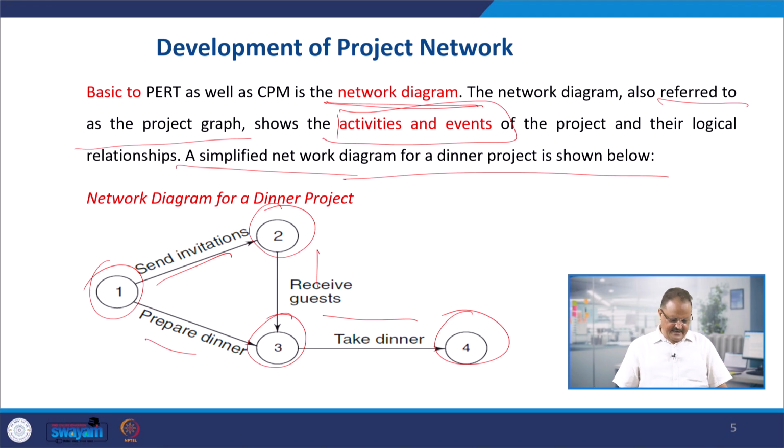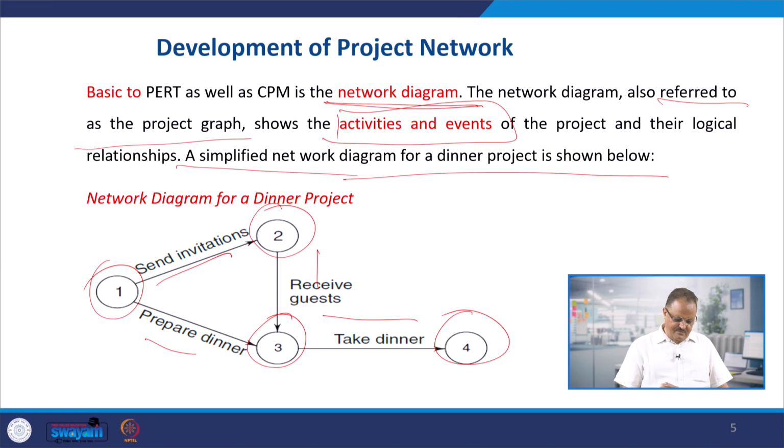So the activities, sending invitation, prepare dinner, receive guest, and take dinner, are activities because they consume resources, time and cost, whereas events 1, 2, 3, 4 indicate the beginning or completion of certain happenings. They do not require any resources, but they significantly indicate that some activity has been completed. The tail of the arrow marks the beginning of an activity, and the head of the arrow indicates the completion of that activity.